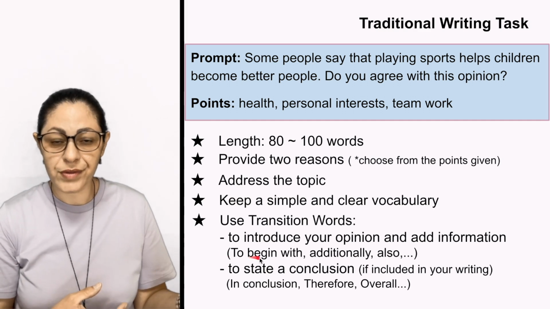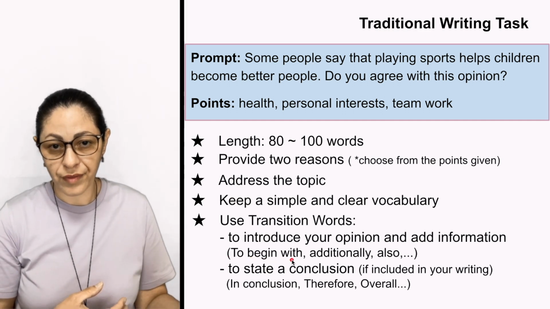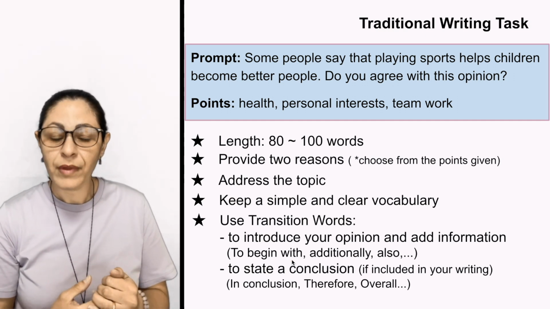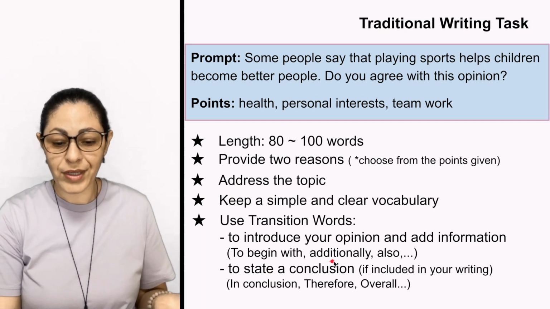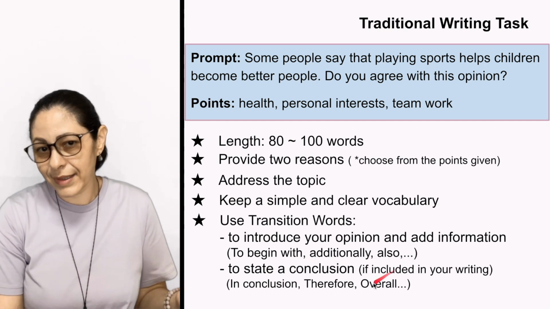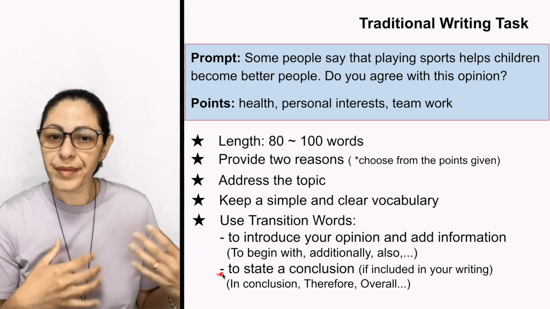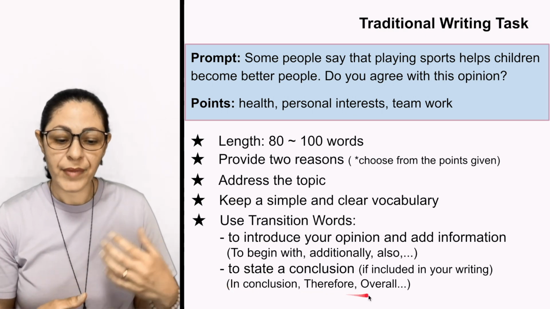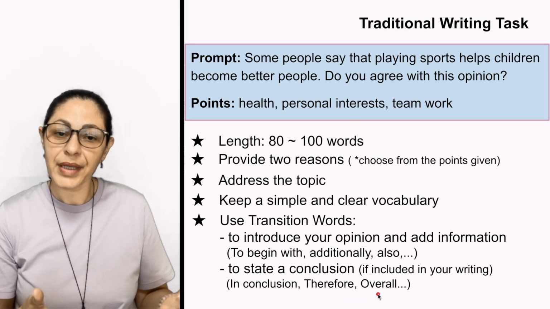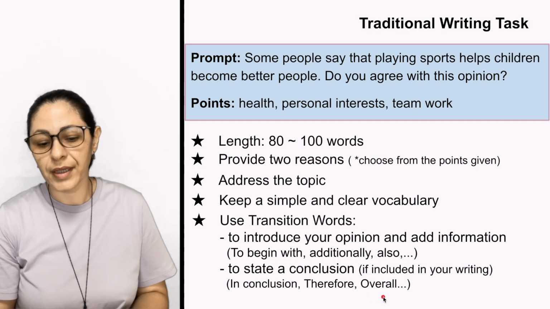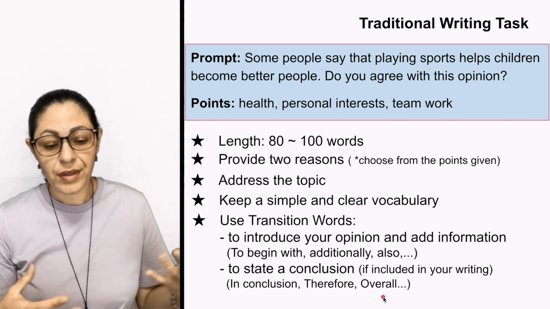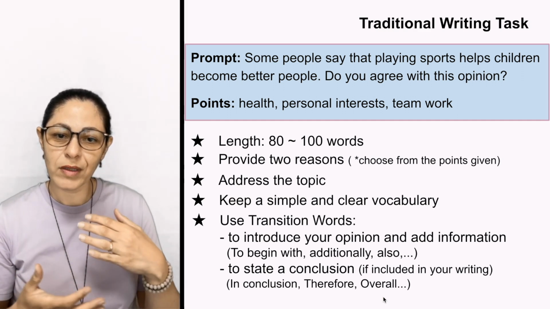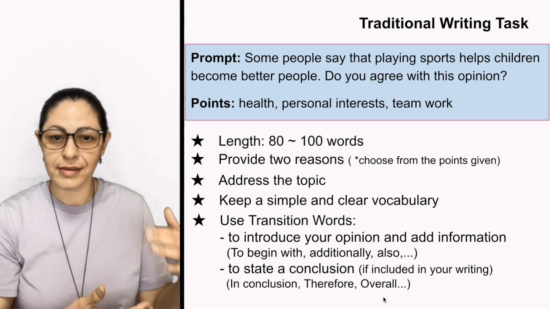Instead of maybe first, we could go to "to begin with," okay? It's a little bit less basic, I would say. When you want to add more information, "additionally," "also," "second" are okay. And remember that when you want to state a conclusion, if you include a conclusion in your writing, you could say "in conclusion." "Therefore" can be used to state a conclusion, okay? "Overall" also. These are good words to insert in our writing because they make one passage flow more naturally to the next, okay?